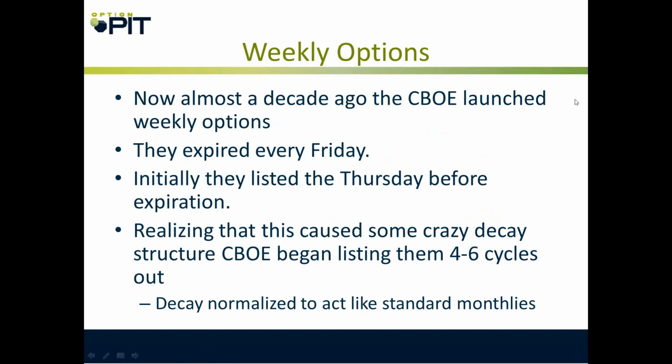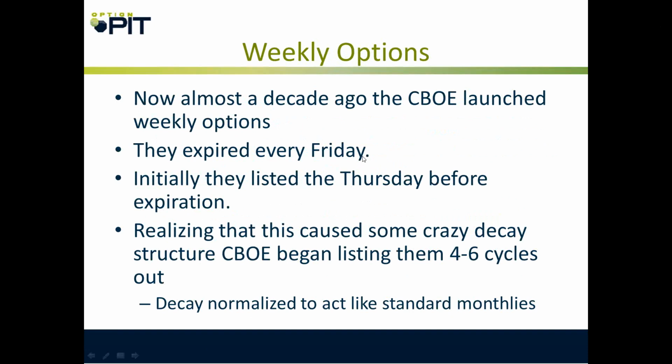So now let's talk about weeklies. It's now been almost 10 years since the CBOE launched weekly options. They came up with them and then everybody copied them. When they initially launched, they expired every Friday, but there were only two listed. So there'd be a weekly option that was expiring, and then a new weekly listed the Thursday before it was going to expire.